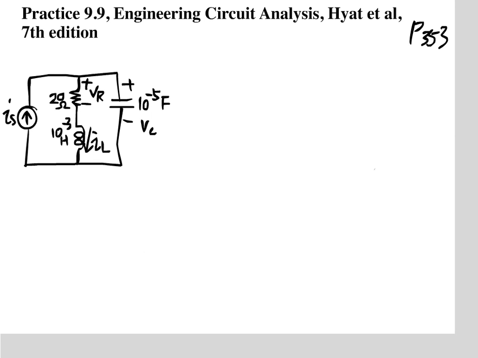Okay, welcome back. Now we are going to look at the last part. The last part of the question is to find the value of IL at 0.1 millisecond. So we have to look into the transient response of this particular circuit. All right.